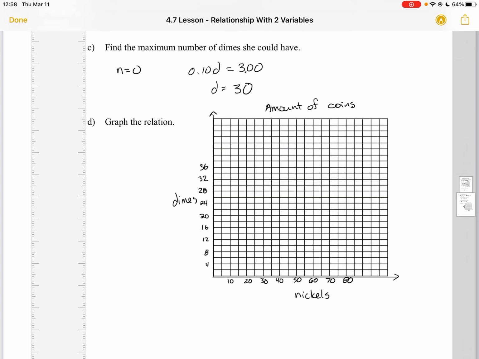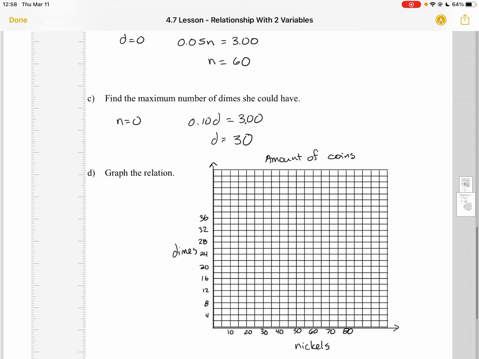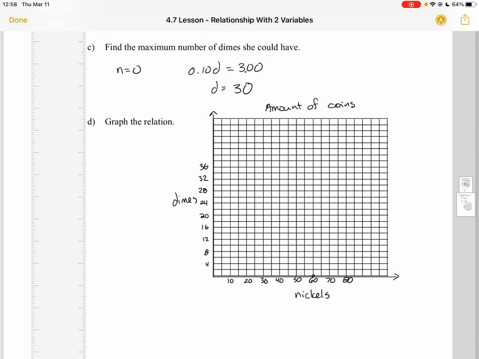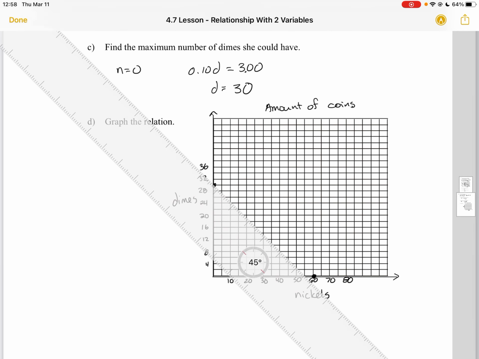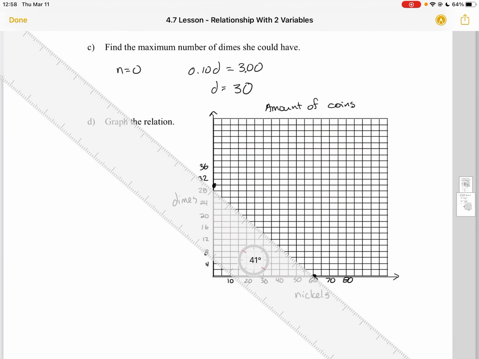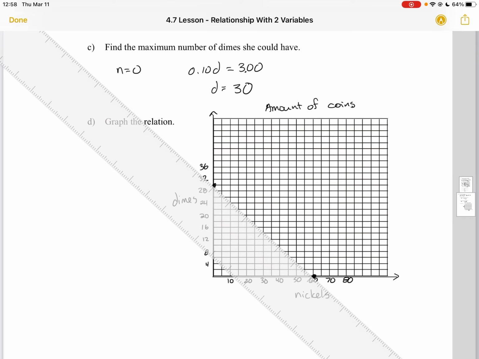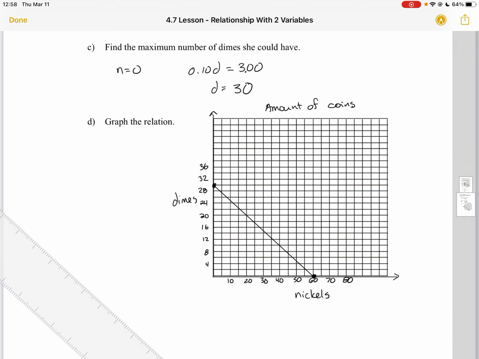Now I know that if I have 0 dimes, I have 60 nickels. So that would be right here. And I know that if I have 0 nickels, I've got 30 dimes. And so this line that I draw to connect them is going to represent all the possible combinations that I could have.